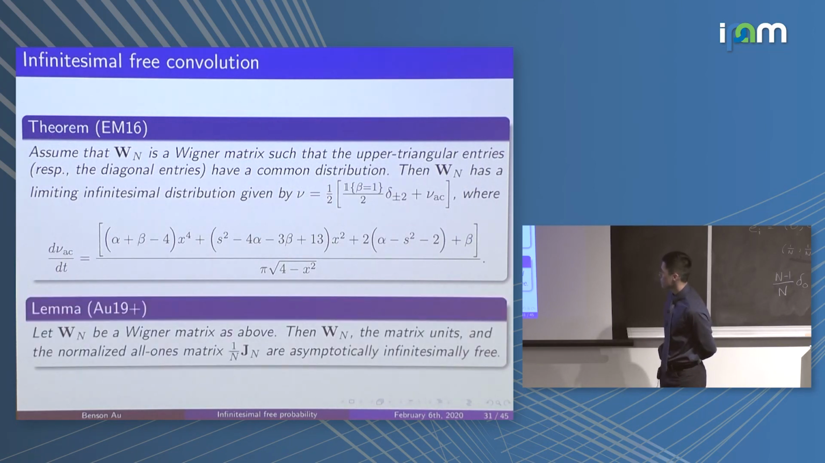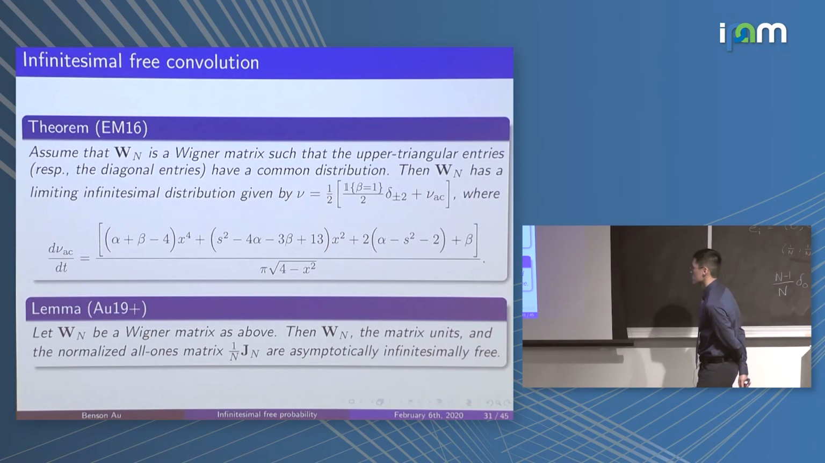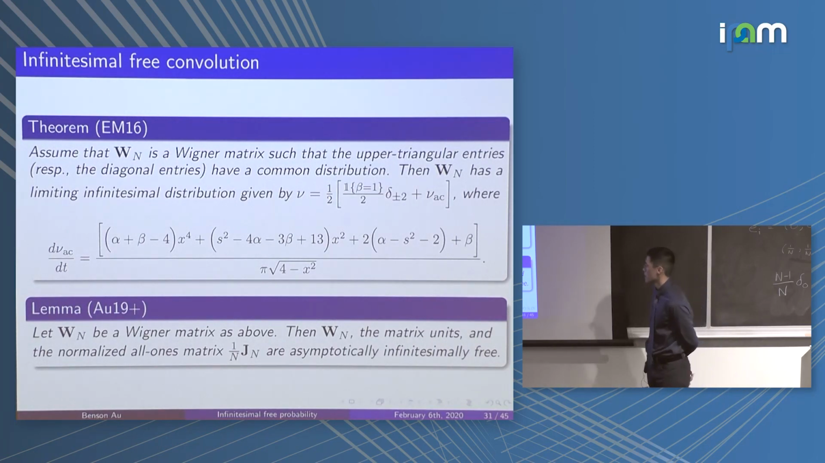And what we showed was that your Wigner matrix, in this generality, is asymptotically infinitesimally free of the matrix units and the normalized all ones matrix. So this will be important later. Originally, we just knew that it was free of the matrix units. These are the matrices with only 1 in a single entry. But I also want to be able to compare this to the normalized all ones matrix in a second.